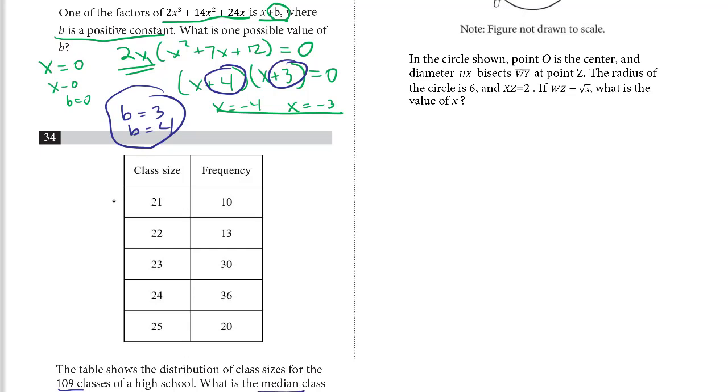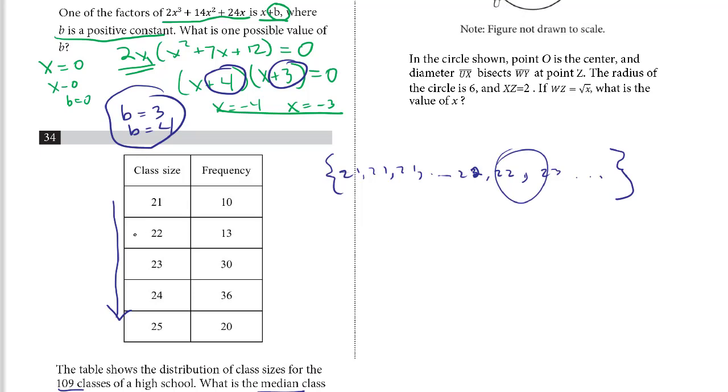Okay, so I've got class sizes going up in groups in increasing order. If I want to look at this as a list of values in a set, that would be 10 examples of 21, 21, 21, 21, until we got to the 11th one, which would be 22, 22, 13 times, and then eventually I go to 23s, and so on and so forth, until we get up to that final result. Then we could just count up all our elements in the set till we get to whatever that middle value is.